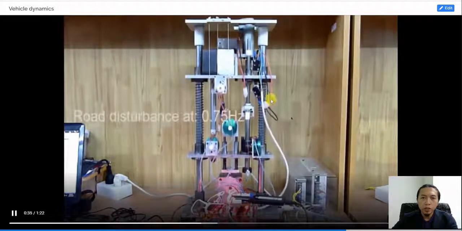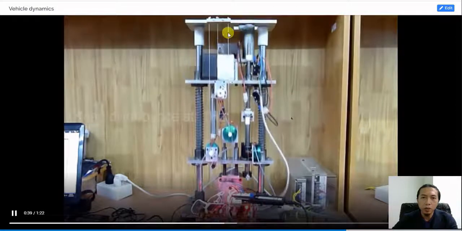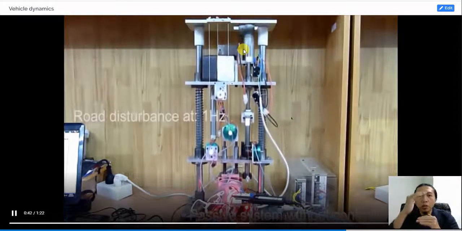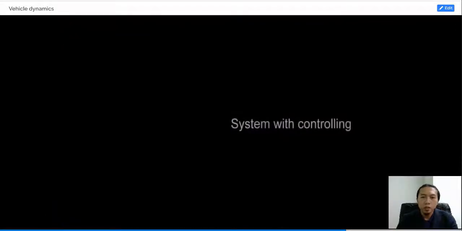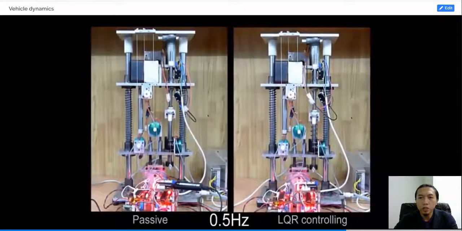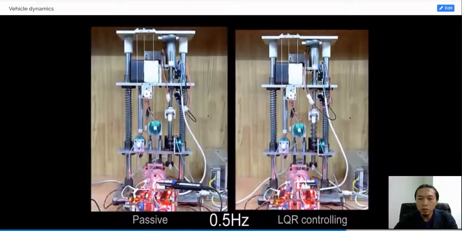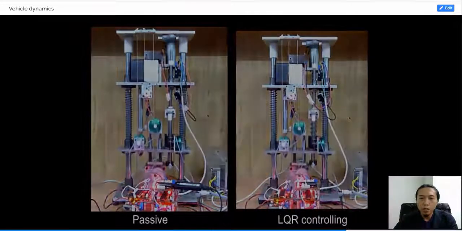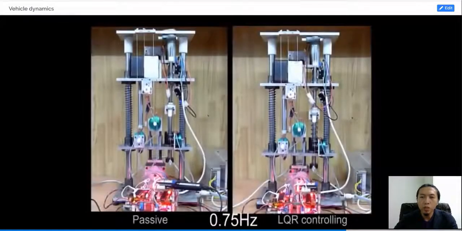This one is for the normal suspension system. You can see here the payload also moves together with the road disturbance. So we put in a system in order to control our suspension. In this video they are using LQR control, but in our lab session we use PID control.